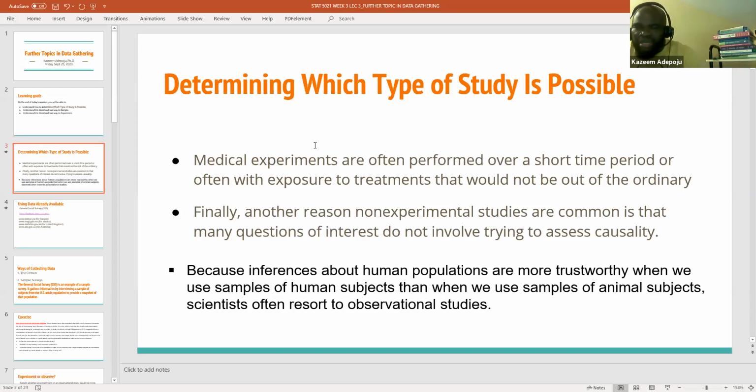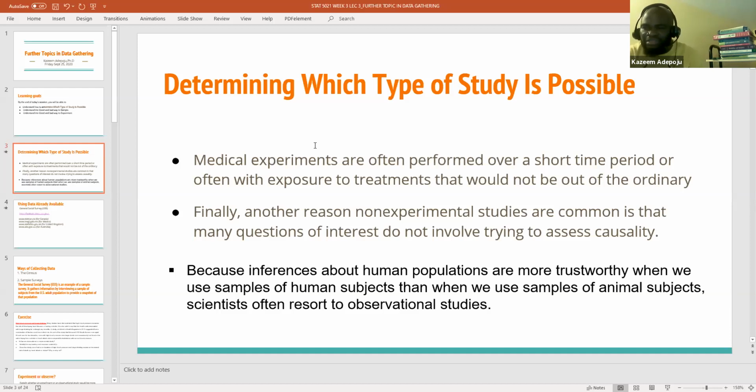And if you take a look at what I said right here, I said, medical experiments are often performed over a short time period, or often with an exposure to treatment that will not be out of the ordinary. We don't want a situation whereby it's going to be costly and unethical if you did that for so many years. Just like the example I cited, trying to study how smoking causes cancer.